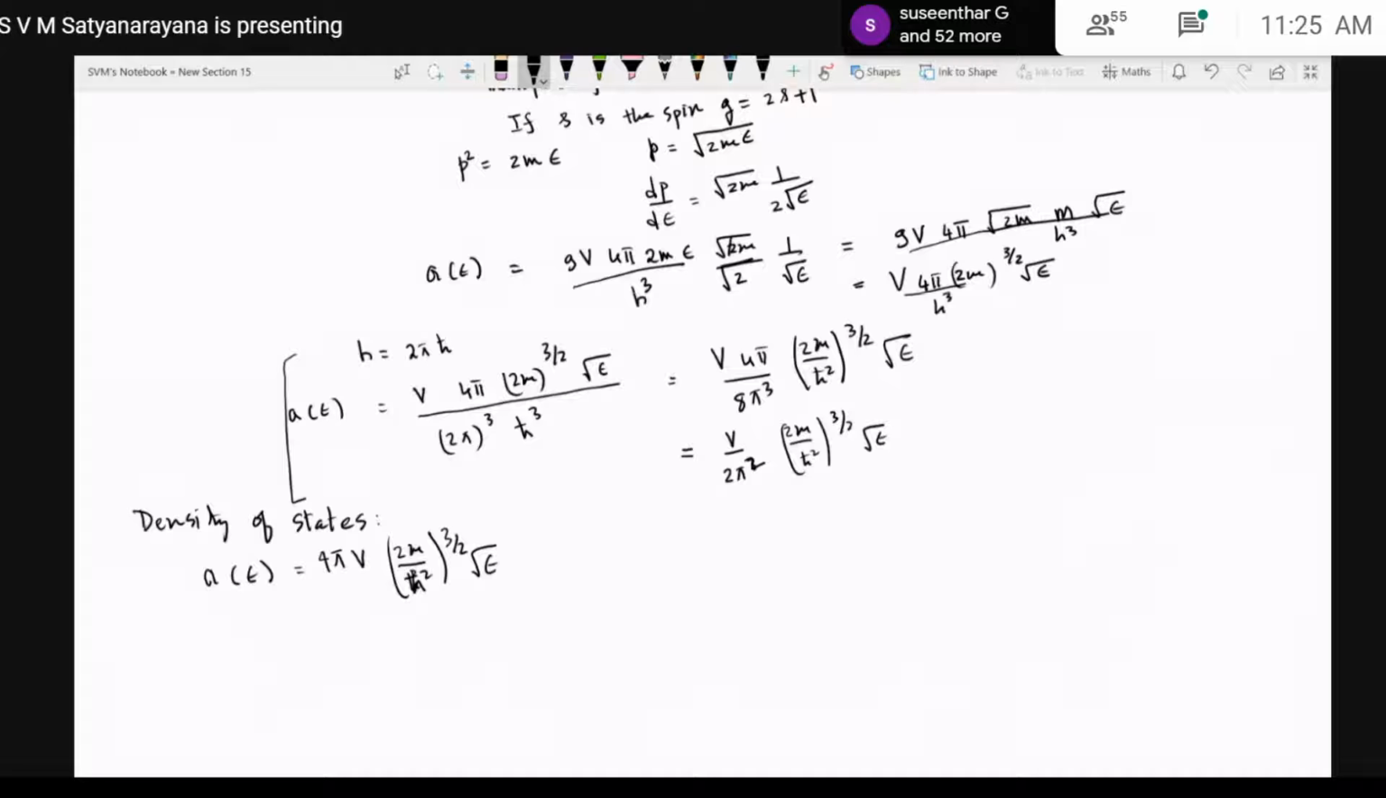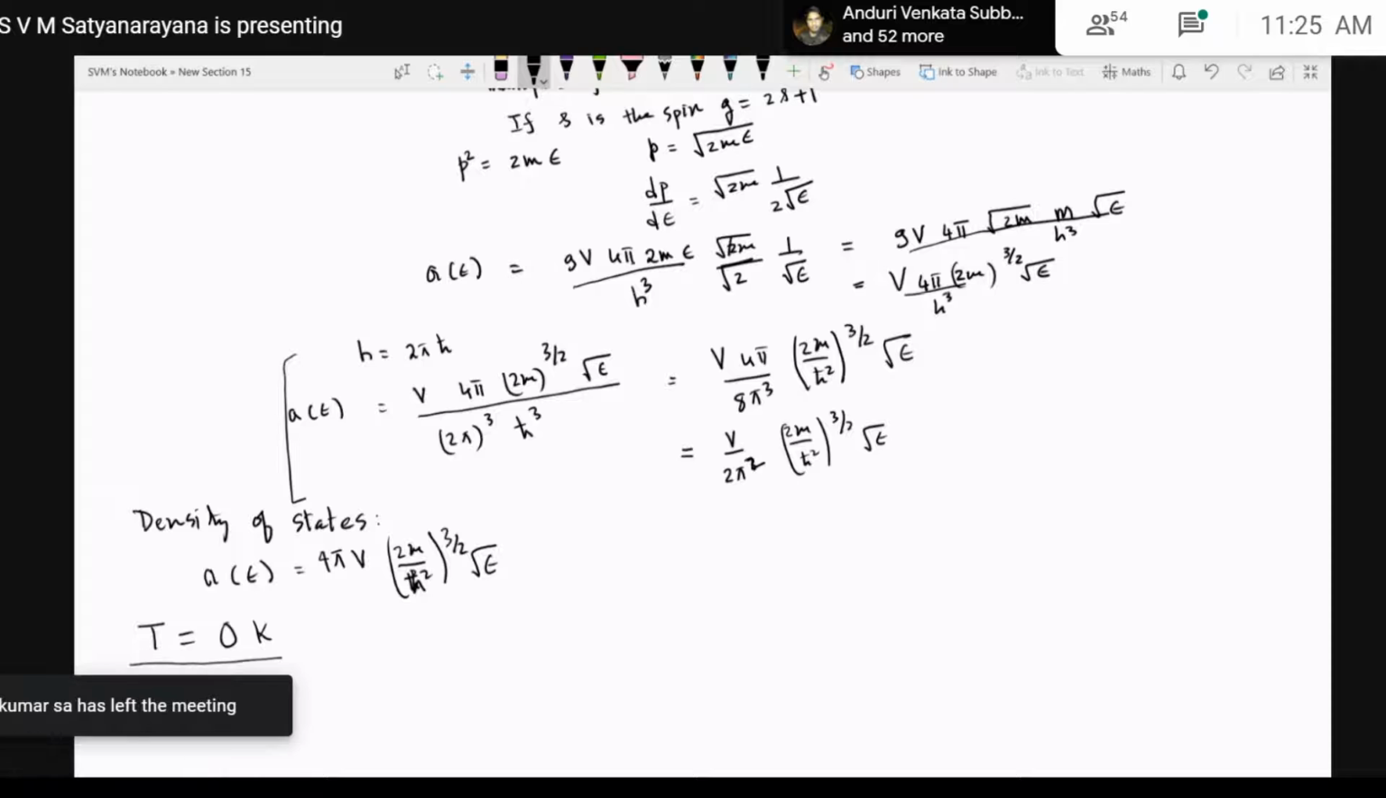Okay, so now what we have to do, let's say that we want to know how many particles there are. The total number of particles is given by the total number of energy levels, because I have only those many particles. Each particle can exist in only one level.